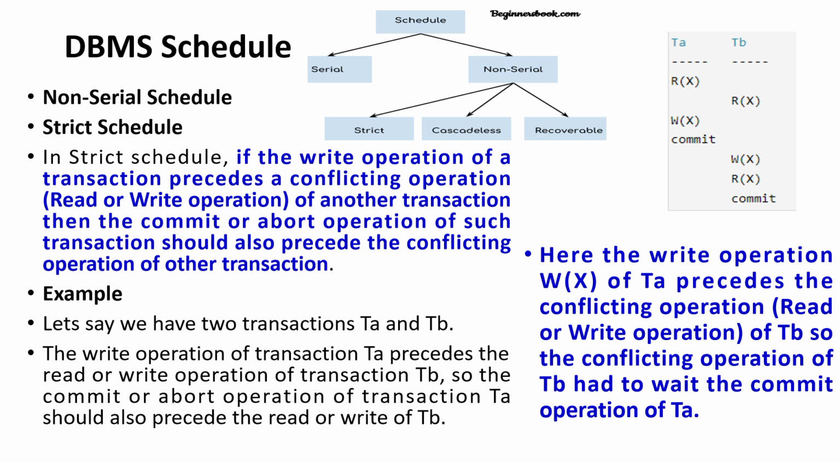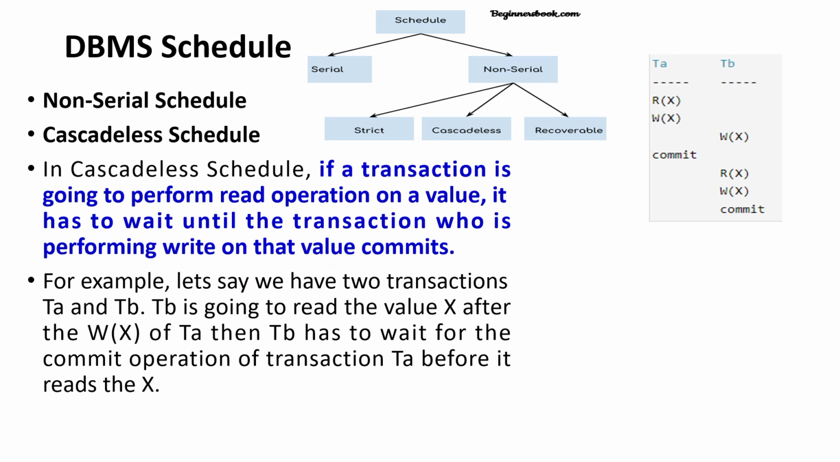Strict schedule: if the write operation of a transaction precedes a conflicting operation of another transaction, then the commit or abort operation of such transaction should also precede the conflicting operation of the other transaction. Cascadeless schedule. In the cascadeless schedule, if a transaction is going to perform a read operation on a value, it has to wait until the transaction that is performing the write on that value commits.